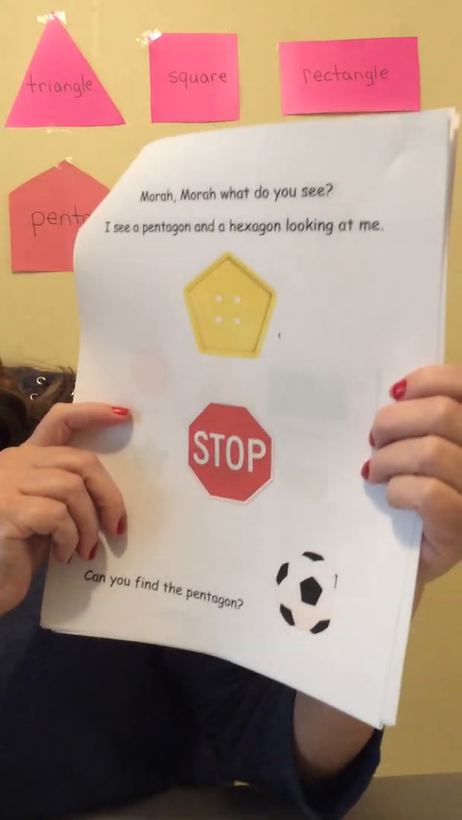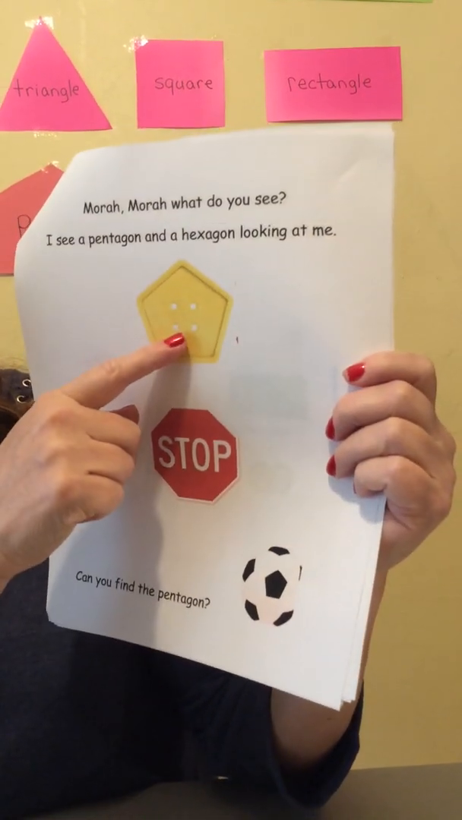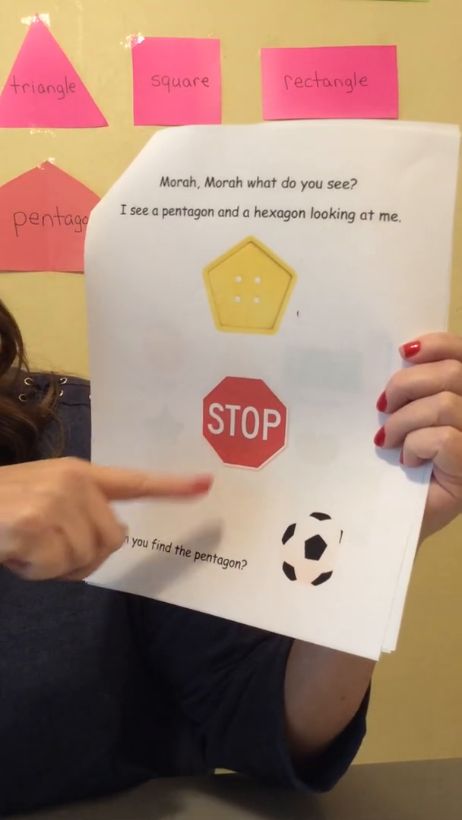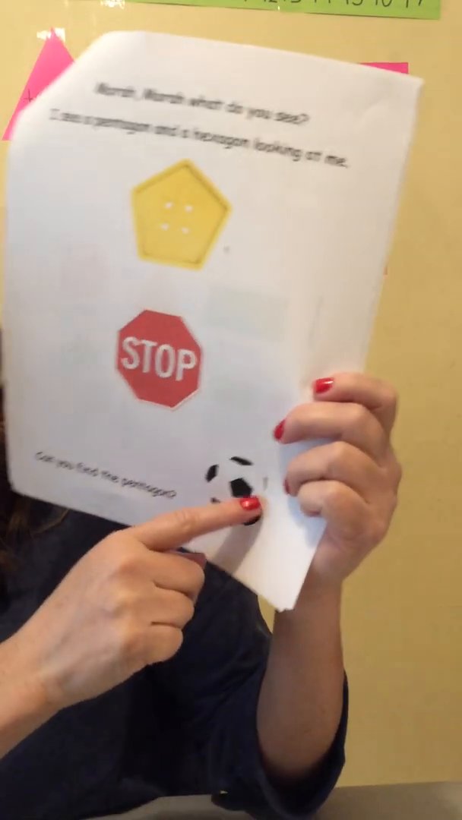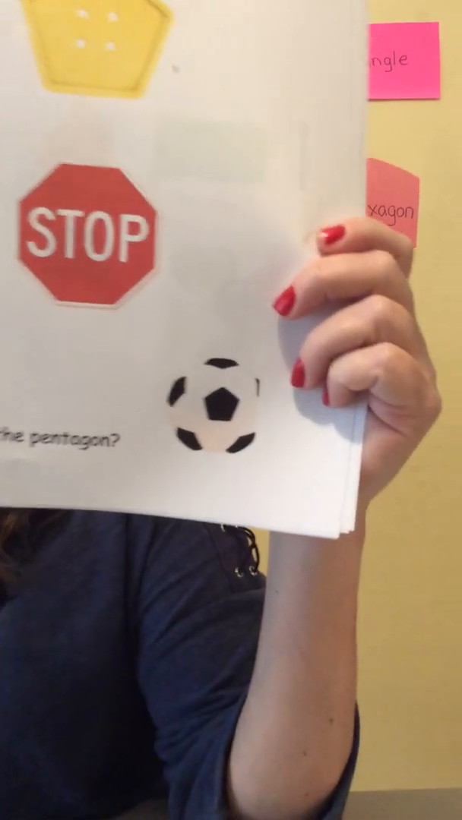Morah, Morah, what do you see? I see a pentagon and a hexagon looking at me. This button is a pentagon. This stop sign is a hexagon. Now I have a question for you. Down here I have a soccer ball. Can you find the pentagon in the soccer ball?